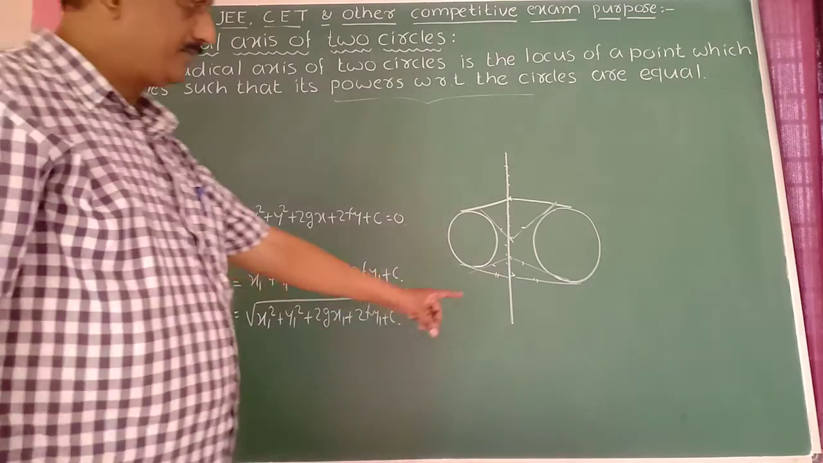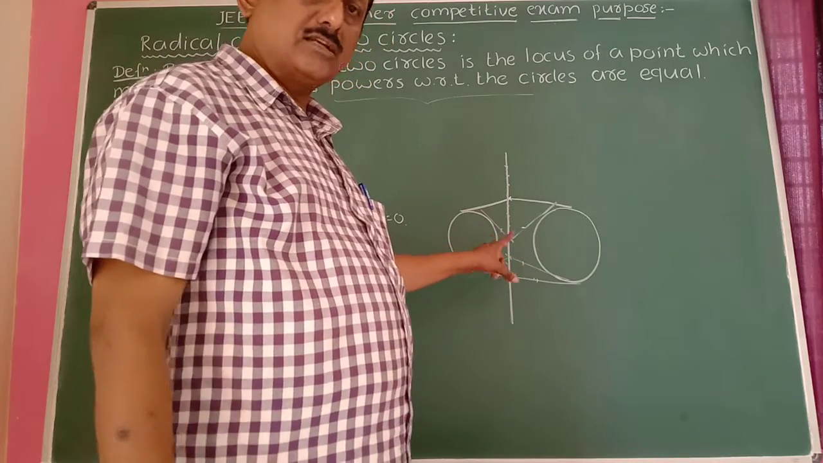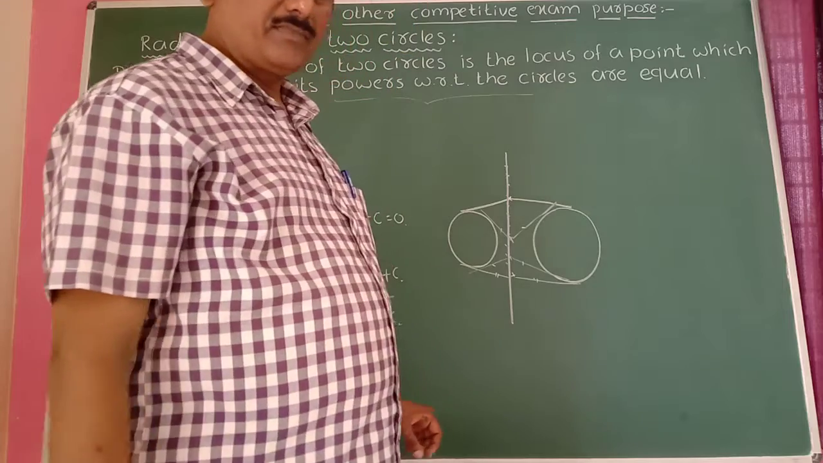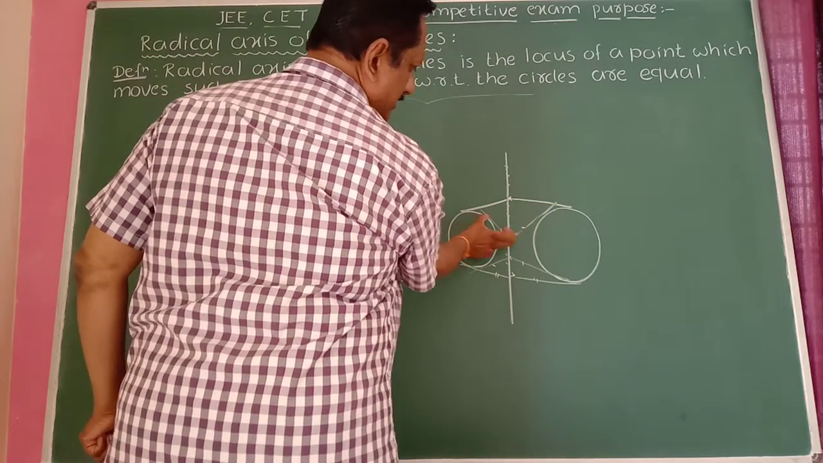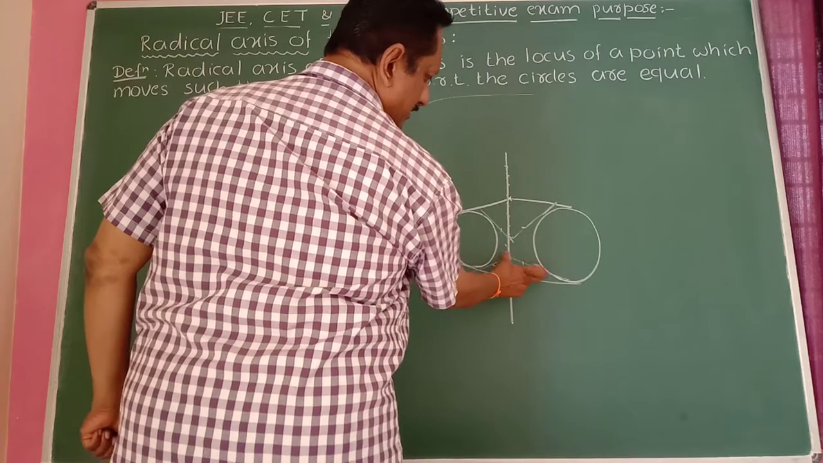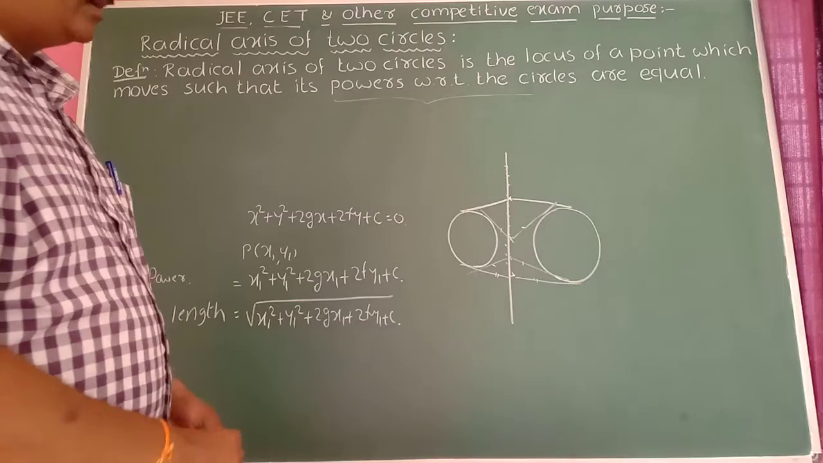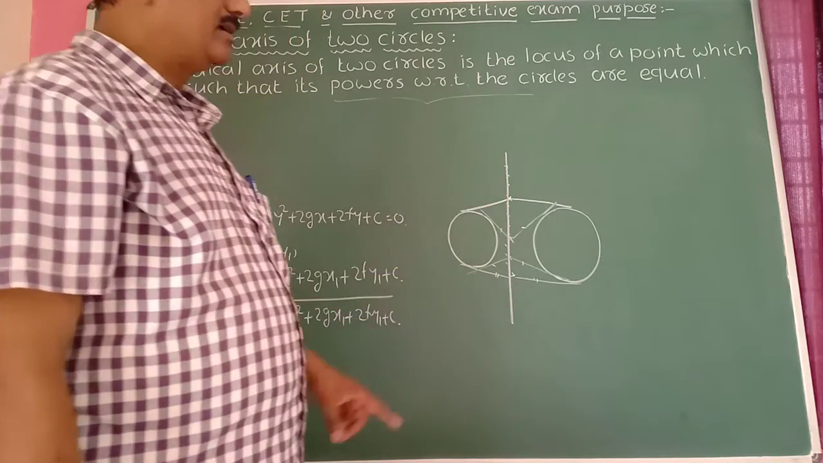Choose any point on this line. Draw tangents to these two circles. All the lengths of the tangents are equal here. This length is equal to this length, this length is equal to this length, this length is equal to this length, and so on. Therefore, this line is called the radical axis.